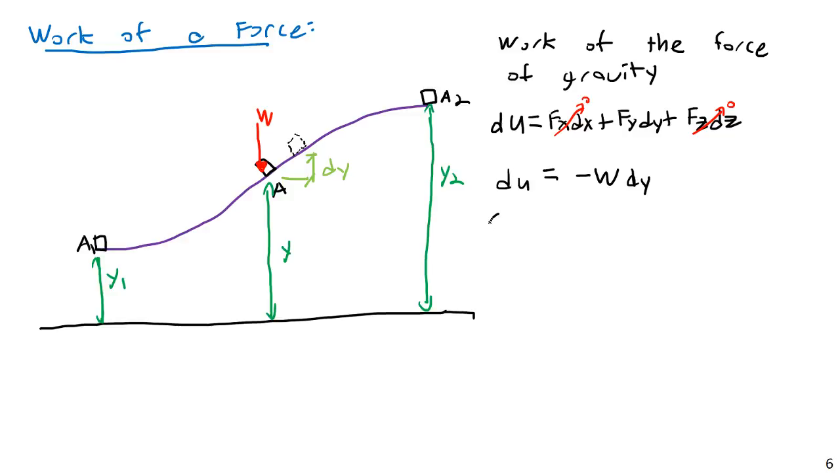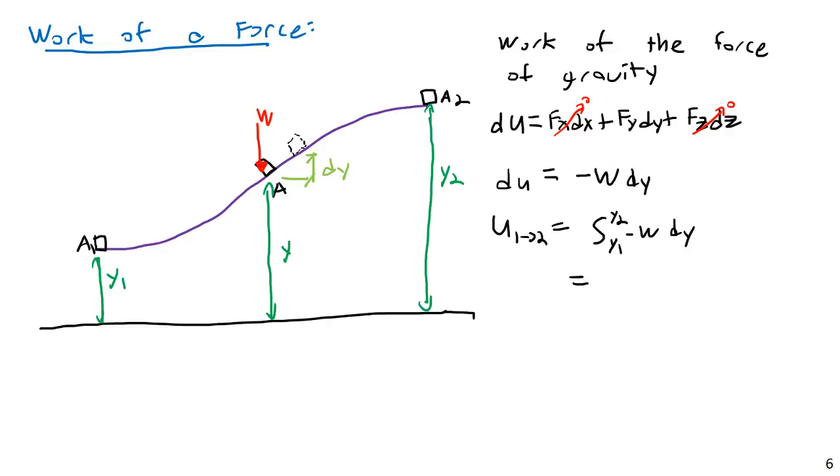And then I would get the U from 1 to 2 is equal to the integral from y1 to y2 of W dy, or negative W dy. And it might be really complicated if, say, F was a force that was changing with respect to x or with respect to y. This would be a bit more complicated, and we'll see examples of that.